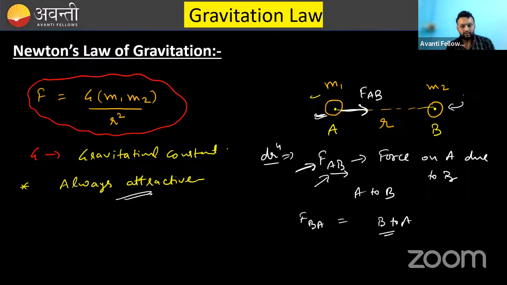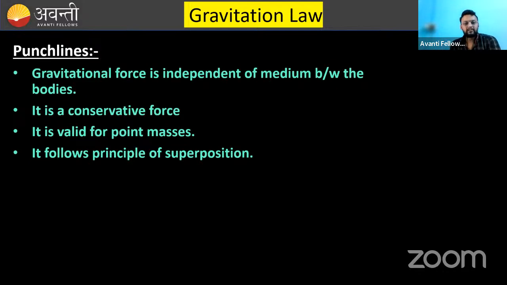Now, a few more things about this. Like in electrostatics, I think you remember that if we place some medium between the two charges, other than free space, then the force decreases. But here, the force will remain constant. It's independent of the medium between the two masses. Is the statement clear? Write it down. I have written some punchlines for you. Gravitational force is independent of the medium between bodies.